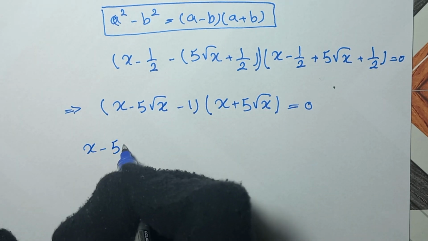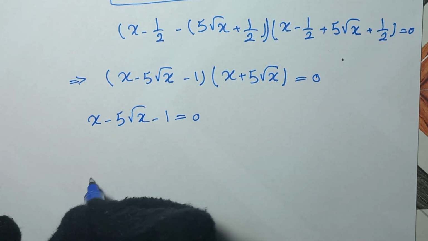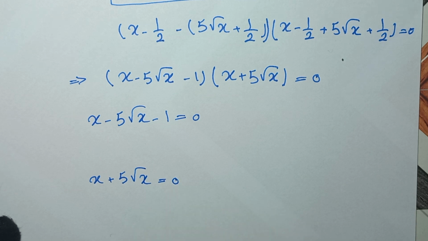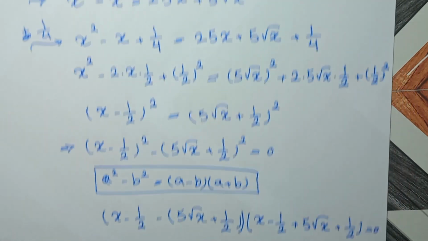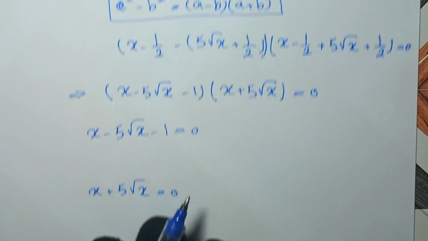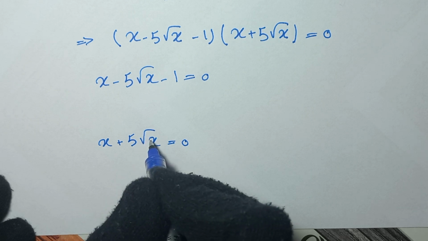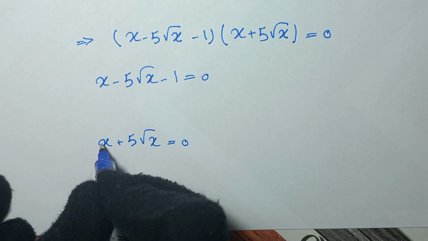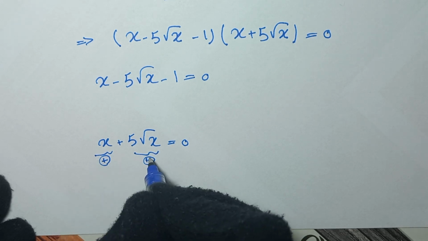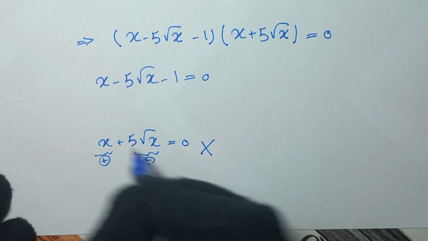x minus 5 square root of x minus 1 is equal to 0, or x plus 5 square root of x is equal to 0. From our problem condition, x should be greater than 0, so this square root will be positive because x is greater than 0, and x is positive too, right? So positive plus positive cannot be equal to 0, so we reject this equation.